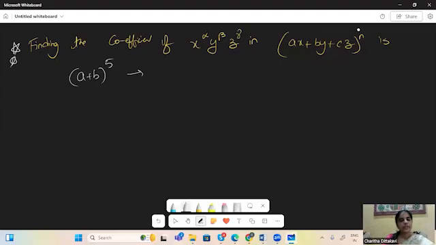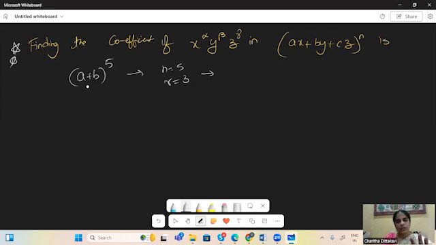Next, coming for the next concept, that is finding the coefficient of x to the power alpha, y to the power beta, and z to the power gamma in the expansion of (ax plus by plus cz) whole to the power n. Right. So what does that mean is, suppose if you have (a plus b) whole to the power 5. Right. Now tell me any term, let it be any term. Suppose let me consider n equal to 5 is there. Let me consider some r equal to 3.